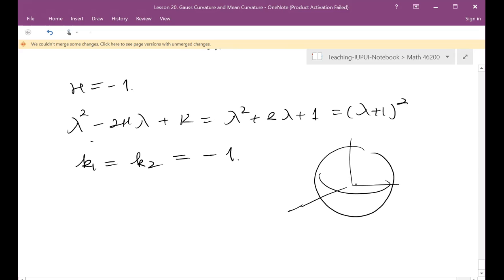The reason it's negative, not positive one, is due to the choice of the normal vector. If you choose a normal vector going outside, then the surface is evenly curved away from the normal vector. So that's why the curvature is going to be negative. Now it's negative 1 everywhere. That means in all directions, the surface curves evenly.